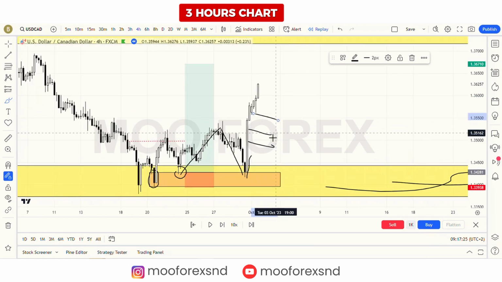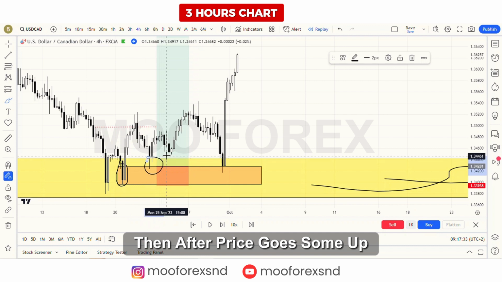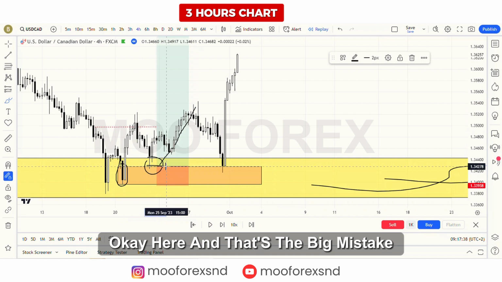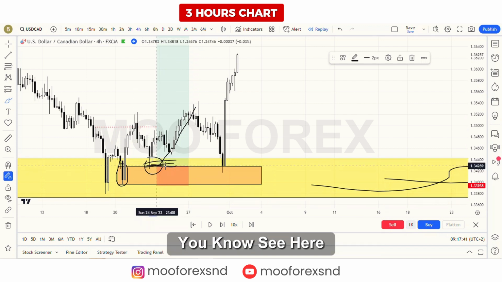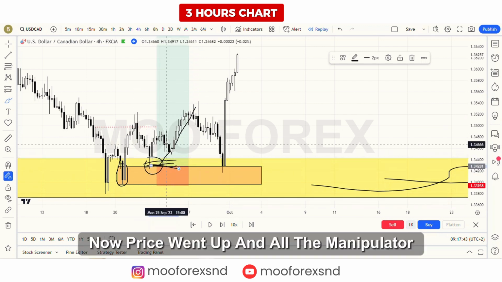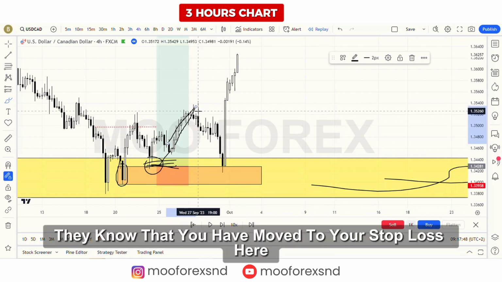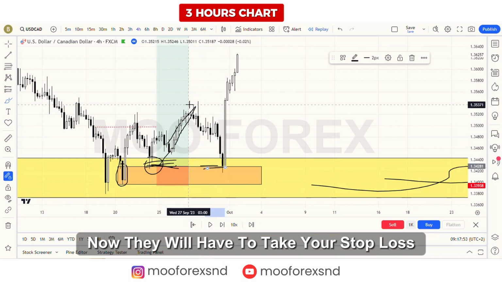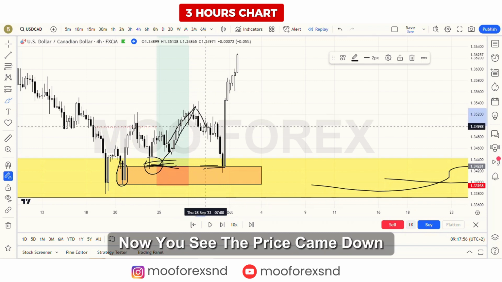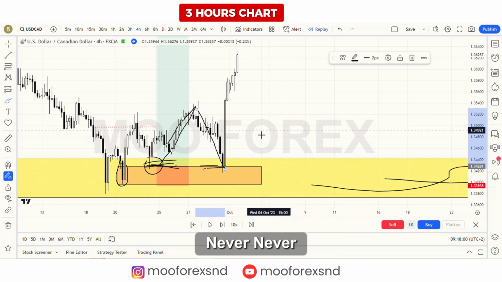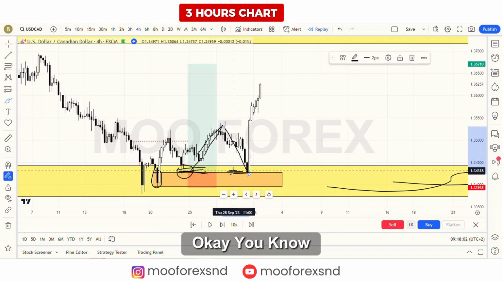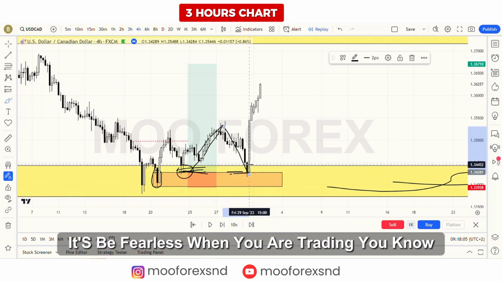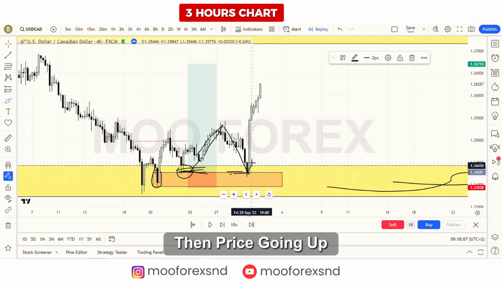You know why? Because many people take a trade here, then after price goes up some, they move to break even. That's the big mistake. See here, now price went up and all the manipulators, all the big banks, know that you have moved to your stop loss here. Now they will take your stop loss and then go up. Now you see the price came down. Never go back to break even, guys. Be fearless when you are trading. Then you will win. Then price goes up.